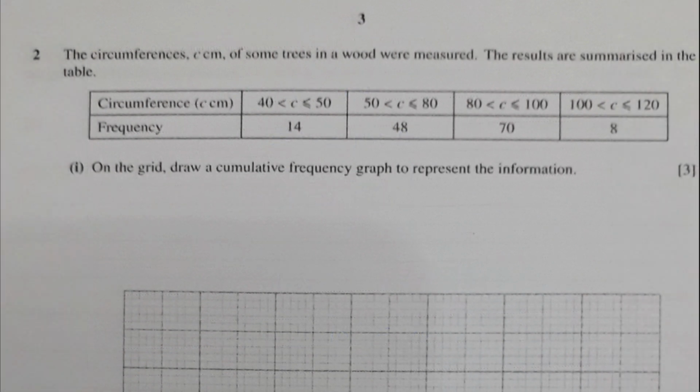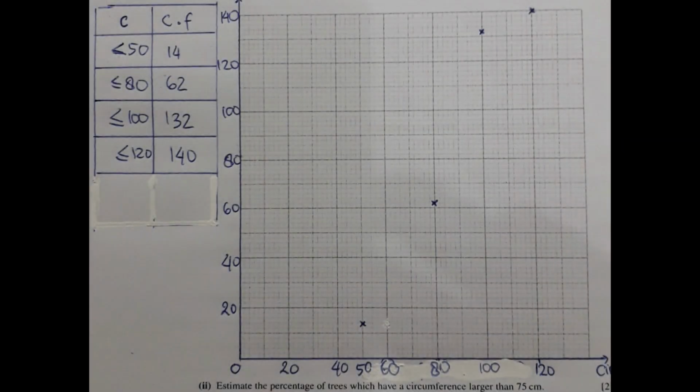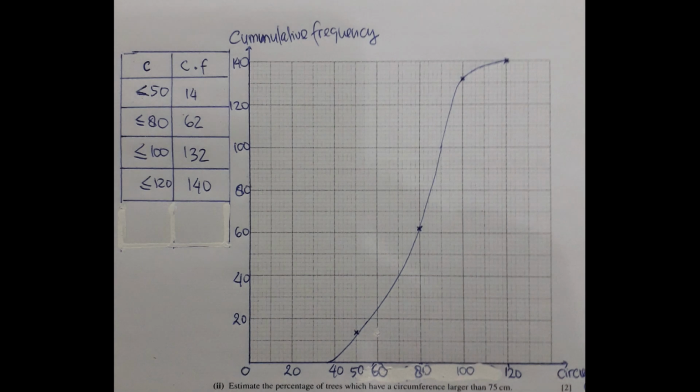Question number 2. The circumferences in centimeters of some trees in a wood were measured. The results are summarized in the table. I. On the grid, draw the cumulative frequency graph to represent the information. First, we make the cumulative frequency table from the data given, and then we plot all the points on a Cartesian diagram. Join all the points to make a smooth cumulative frequency graph.